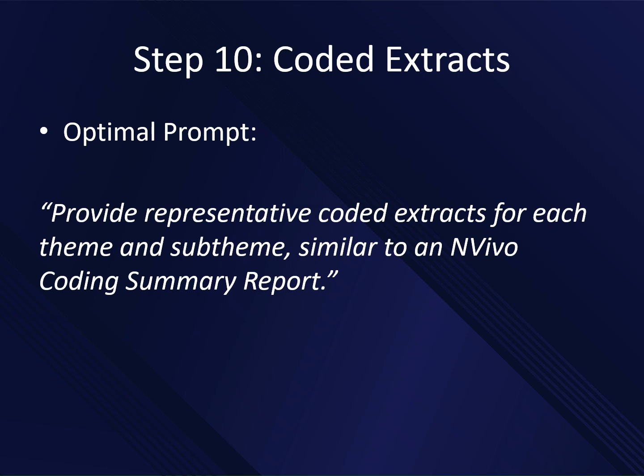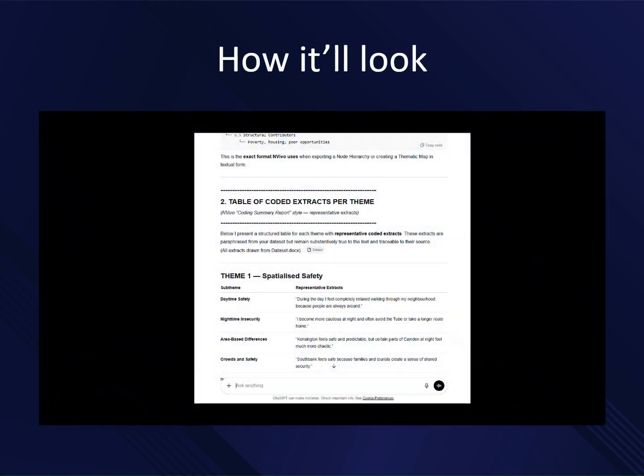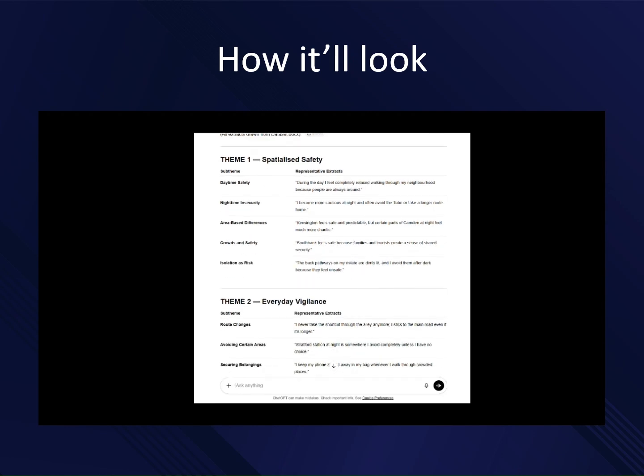To support each theme with evidence, request coded extracts. Use the prompt, "Provide representative coded extracts for each theme and subtheme, similar to an Nvivo coding summary report." And this is what your coded extracts will look like.